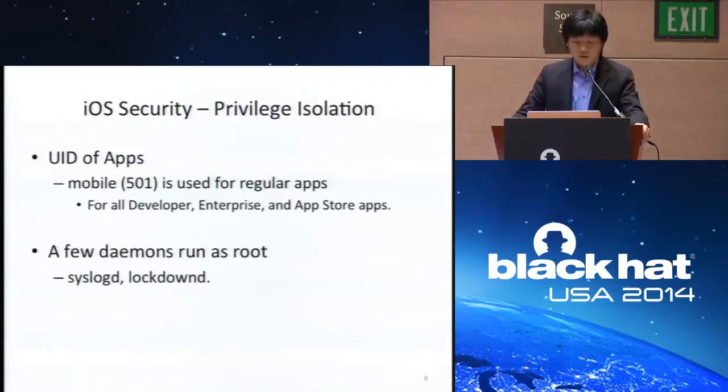Now, moving on, let's look at another security feature called privilege isolation. Basically, the class of normal apps that I mentioned just now that are installed on iOS devices will be given the UID of 501, which means that they run as mobile users. And these are basically isolated from other types of binaries that run as root daemons. Examples of this are syslogd or lockdownd.